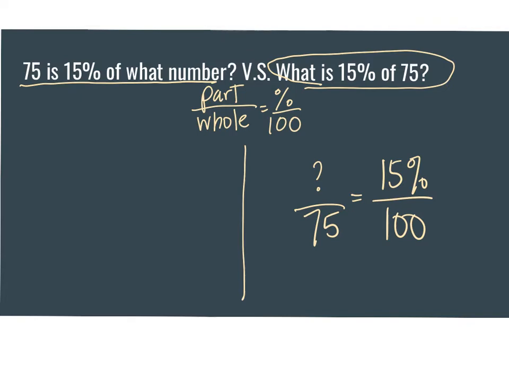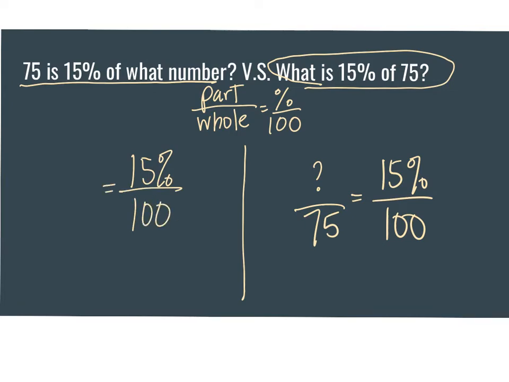Now let's take a look at this different problem. Same numbers, slightly different wording, asking for something completely different. Our question is, 75 is 15% of what number? One part is still the same: we have 15% of what number? That part is simple. We know our percentage here is 15, so we can write the percent over 100.